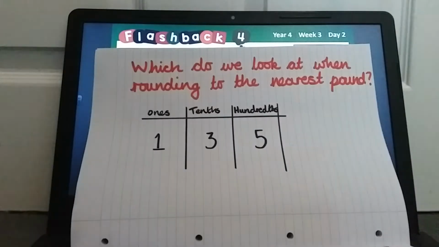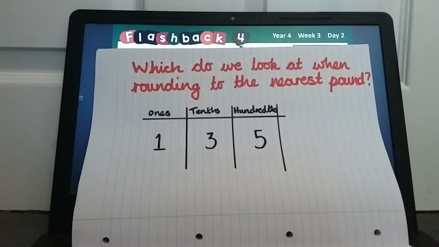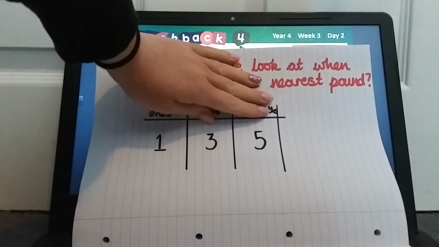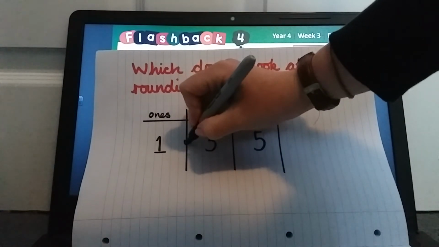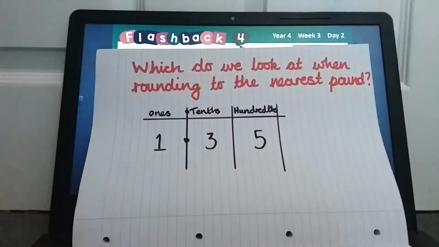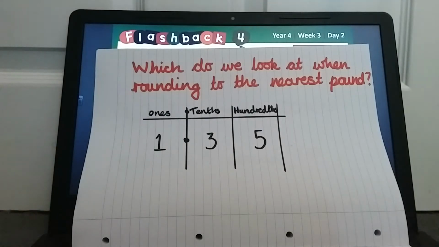So, thinking about what we've just done, which column do you think we're going to be looking at when we're rounding to the nearest pound? But before that, there's something I've missed out here. Have a look at my place value chart. What have I missed out on it? That's right, I've missed out the decimal place. And it's really important I put the decimal point in there, because if I didn't have these columns, it would just look like 135. So it's really important I put that decimal point in there so that everybody knows that is 1.35, not 135.